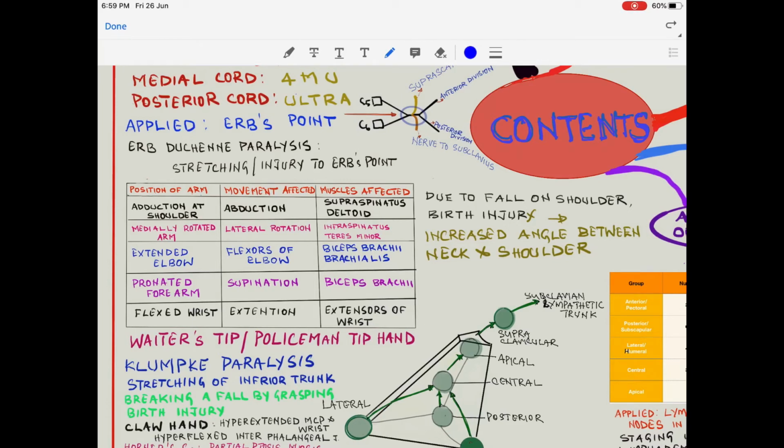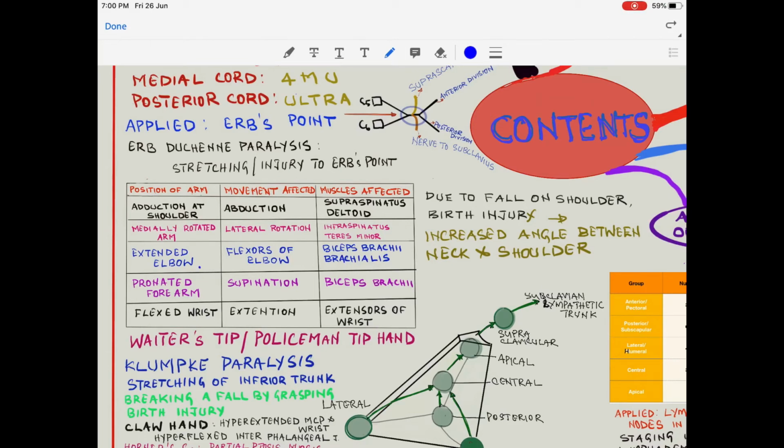Now we will see the position of the arm. That peculiar position is called waiter's tip or policeman's tip hand. In this, the arm will be adducted at shoulder joint. So the movement affected is abduction. Abduction is lost. The muscles paralyzed are supraspinatus and deltoid. These are the abductors of shoulder joint. Now the arm will be medially rotated. So lateral rotation is not taking place. The muscles involved are infraspinatus and teres minor.